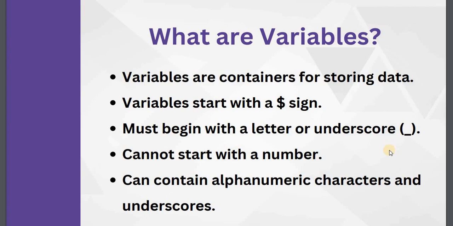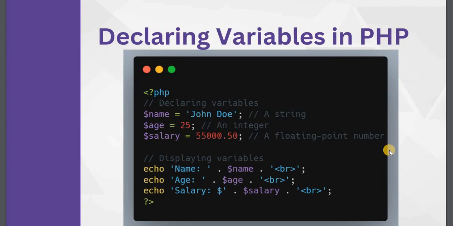Next, we will check how to declare variables. First, variable names will always start with the $ sign. Second, it must begin with a letter or the underscore sign. A variable name cannot start with a number. And the last one is, it can contain alphanumeric characters and underscores in a variable name. Let's see how to create and use variables in PHP.